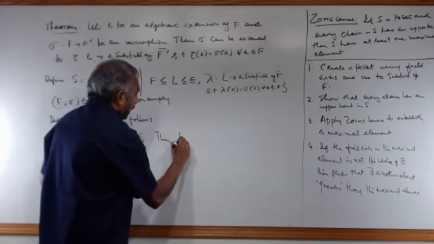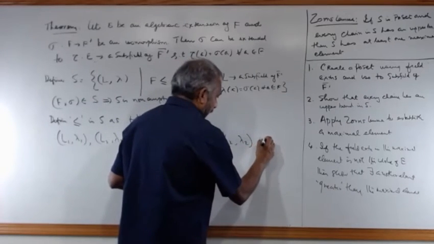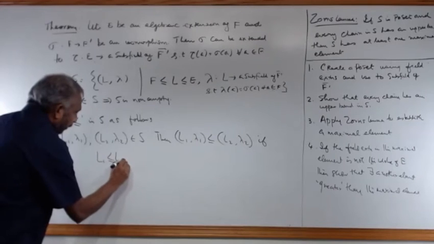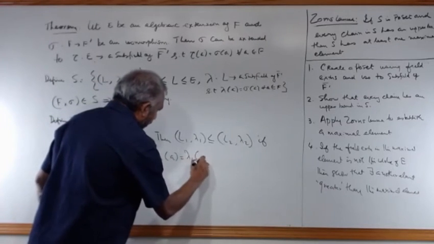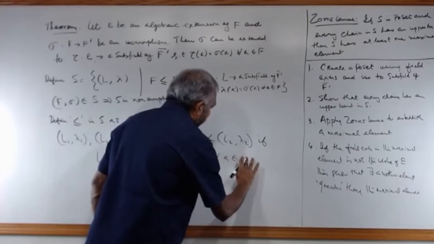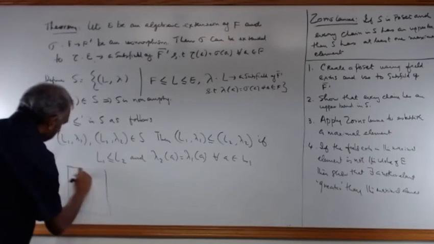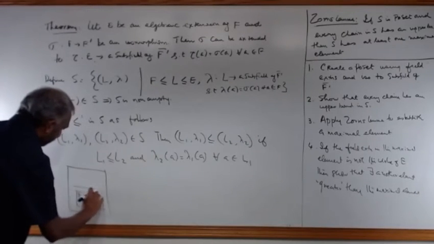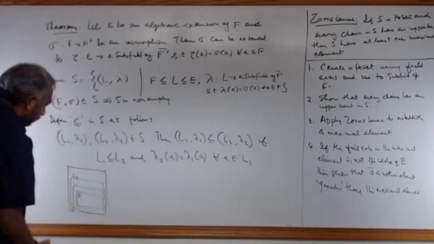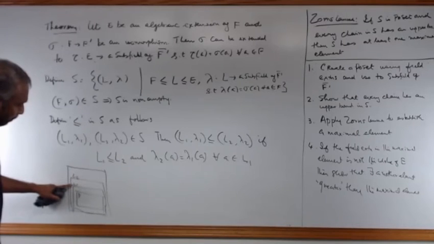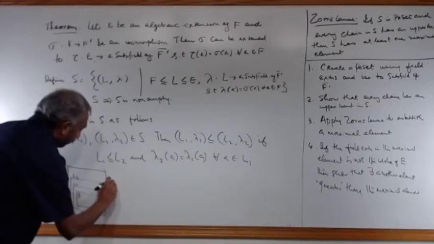Then (L1, lambda 1) is less than or equal to (L2, lambda 2) if L1 is a subfield of L2 and lambda 2 of a is equal to lambda 1 of a for all a in L1. Meaning, F, this is my L1 and this is my L2. So this L1 has to be a subfield of L2 and there is a lambda 1 going from here, there is a lambda 2 going from here.